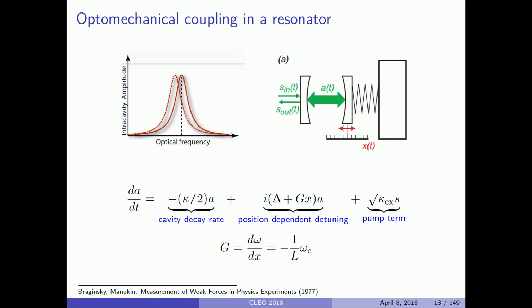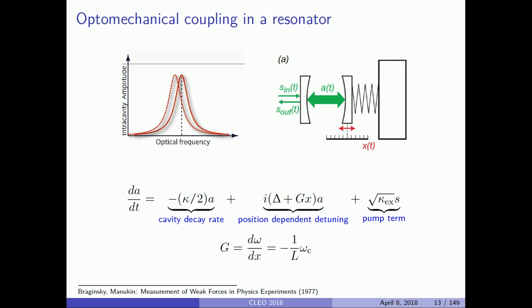Why is it 2 here? Because energy decays with kappa. The field decays with just half that rate, so that's why there's a 2 here. This is the field decay rate. Then you have the detuning of the cavity, delta, and this detuning is dependent on the displacement x, the frequency shift induced by the optomechanical coupling, and you have an input term.